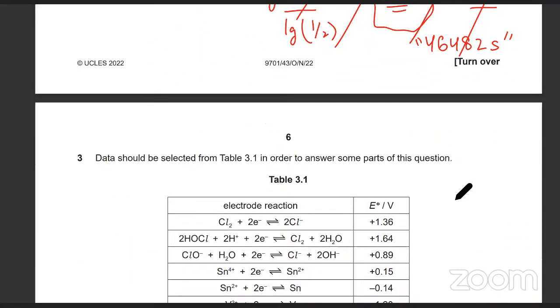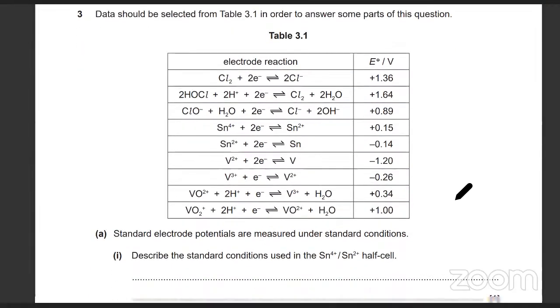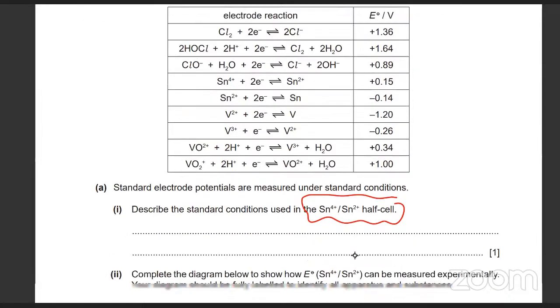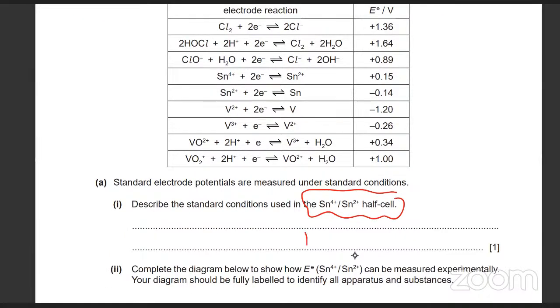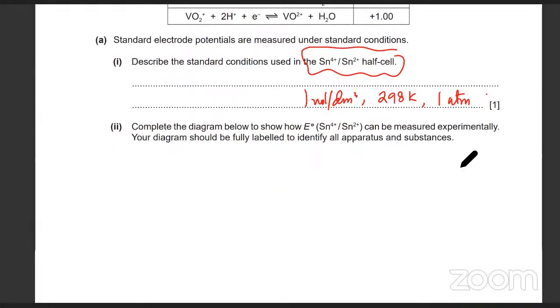Okay, is this clear? Yes, sir. So this one: what are the standard conditions used in a half cell? 1 mole per dm cube, 25 degrees Celsius, which gives you 298 kelvins, and 1 atmosphere. The pressure is not really relevant over here because pressure is for gases. There is no gas. But no issues with that.